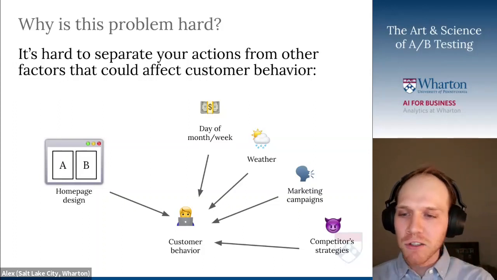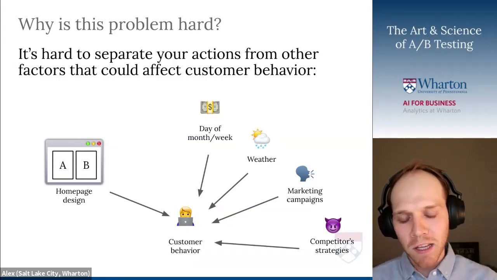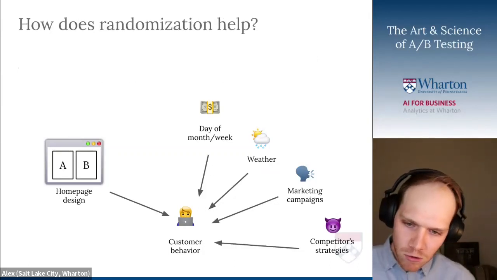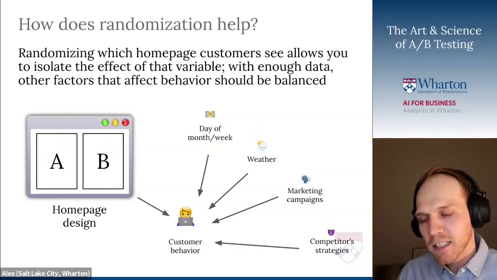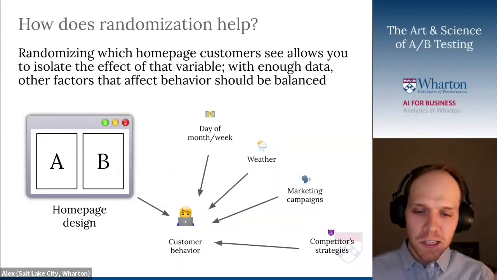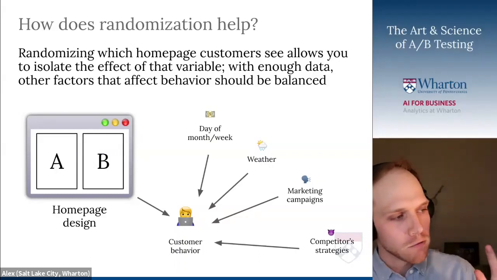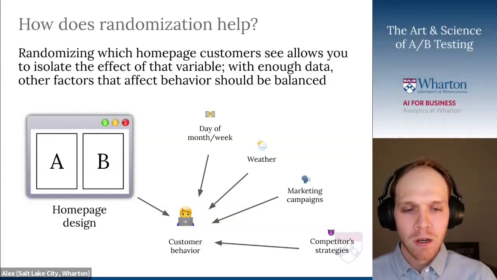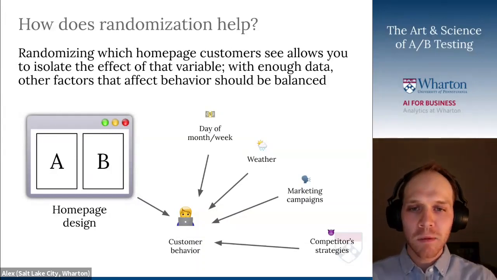Without randomization, it's very hard to disentangle any change in customer behavior. It's hard to attribute that change to one of these things versus all of these other things. So randomization can help us here by essentially isolating the effect of the homepage redesign. The idea is that if you randomly assign half of your customers to see one version of the homepage, and the other half to see the other version, then on average, all of the other confounding factors that might be affecting customers' behavior are going to be equal between those two groups.